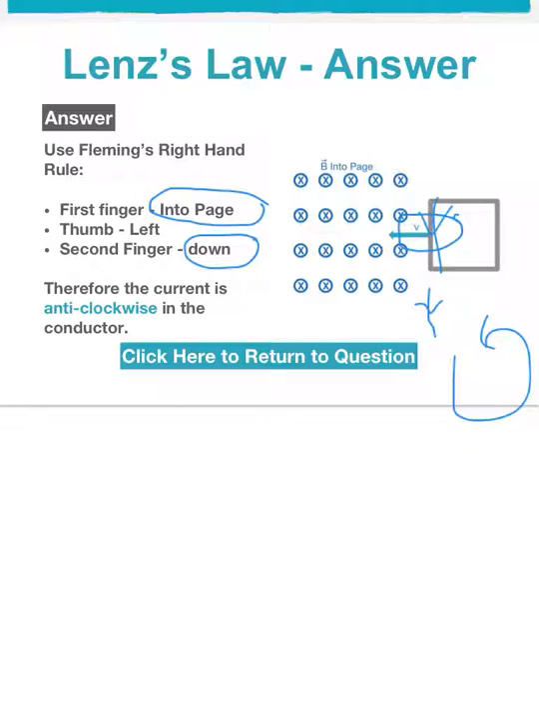And that's pretty much it for this topic. Okay, so we're going to move on to current generation, which is actually a little bit easier.